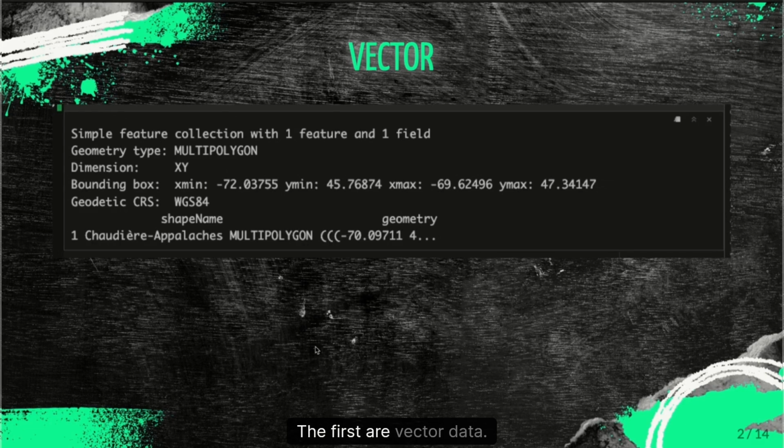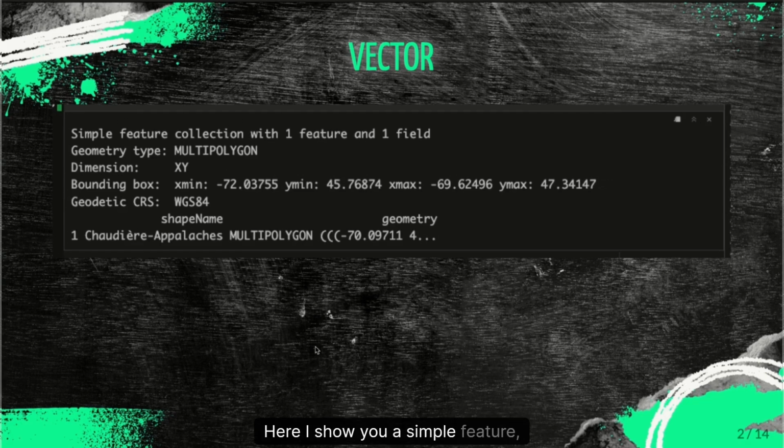The first is vector data. Vector data uses point, line, and polygon to represent real-world features. For example, the boundary of a field as a polygon is vector data. Irrigation canals are represented by a line, and sensor locations can be represented by points.